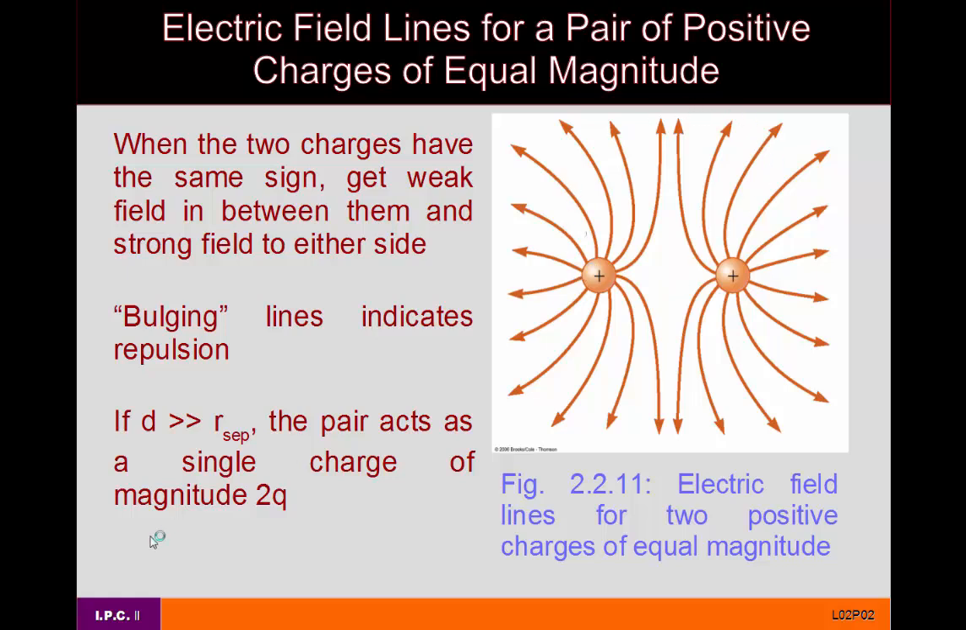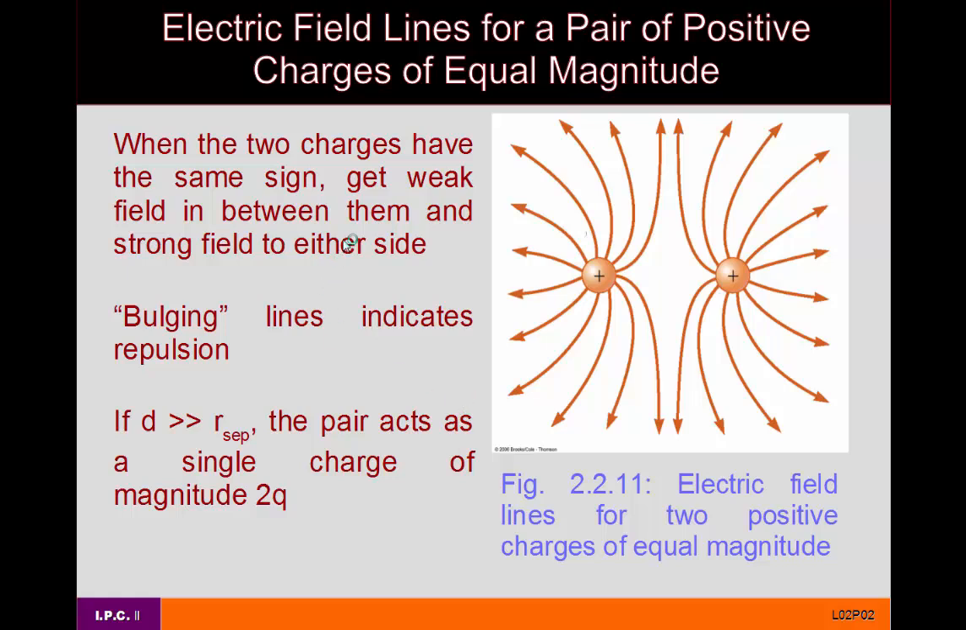If you go very far away, such that the distance between the two gets to be small compared to how far away you are, then it starts to look the same as if you just had a single charge in the middle with a magnitude of 2 times whatever the charge of each of these individually is.